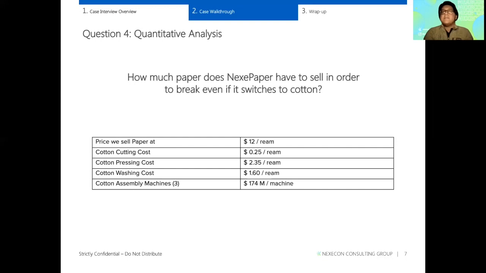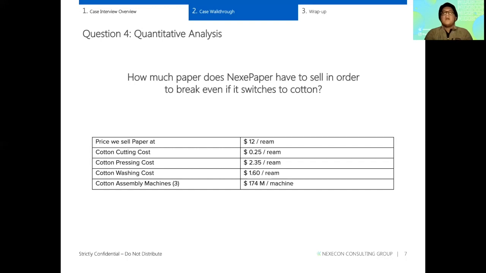And am I correct in assuming that the 3 in parentheses after cotton assembly machines means they need 3 of those in order to fully make the switch to cotton? Yes, they need 3 machines. Each machine costs $174 million. Okay, gotcha. And so the quantity that we're looking for is how much paper they need to sell in order to break even, which, if I'm correct, means 0 profit. Yes, 0 profit. And how many reams of paper do they want to sell?